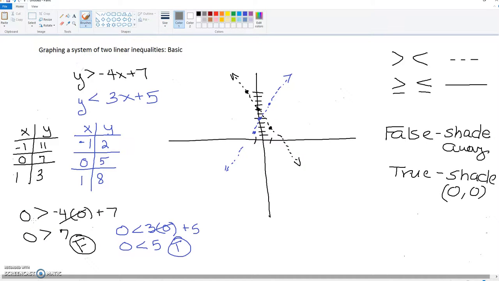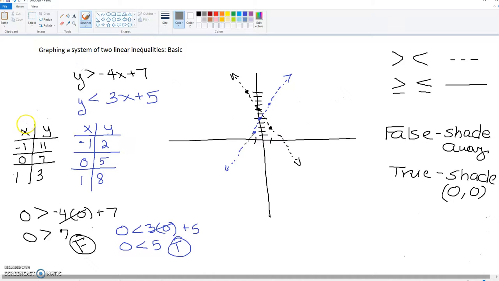Graphing a system of two linear inequalities, basic. For this topic, I've gone ahead and saved us some time. Again, you should at this point know how to graph your lines. So I have both of our lines here.